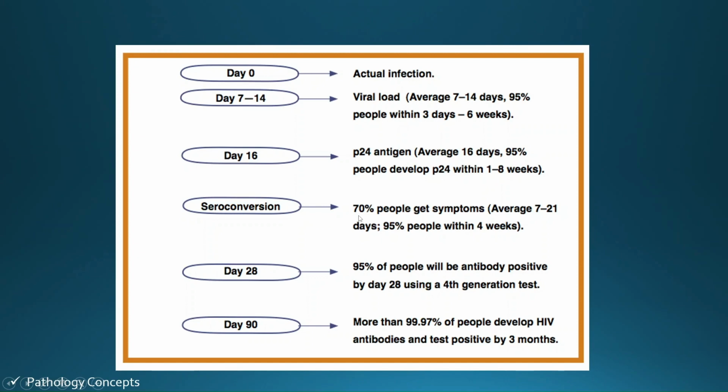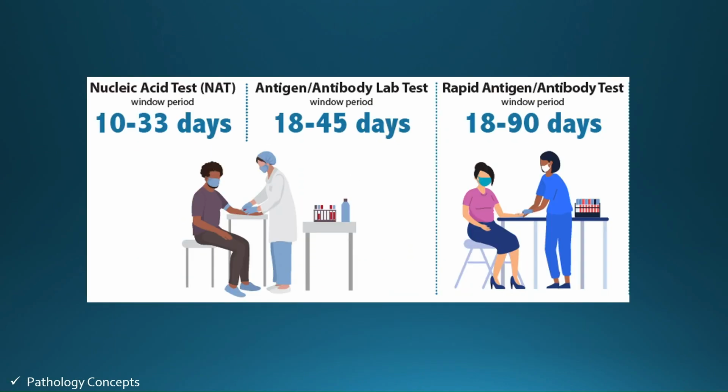Seroconversion occurs, and 70% of the people get symptoms at an average of 7 to 21 days, and 95% of the people get symptoms within 4 weeks. At day 28, 95% of the people will be antibody positive, and that can be detected by the 4th generation ELISA test, which can detect antigen and antibody both. At day 90, more than 99.9% of the people develop HIV antibodies and test positive by all methods by 3 months.